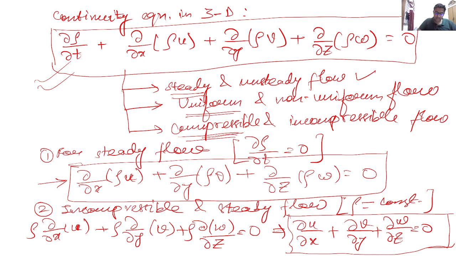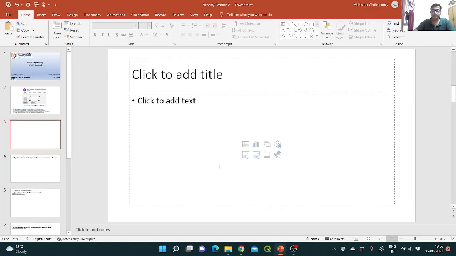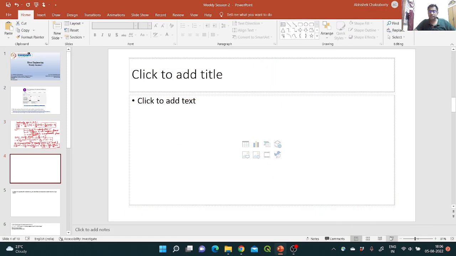However, it's better to always recall the generalized expression before solving any problem. Now, this was the continuity equation for any kind of fluid. Let us see what would happen in the case of an open channel. So now we are proceeding to the continuity equation for open channel flow.